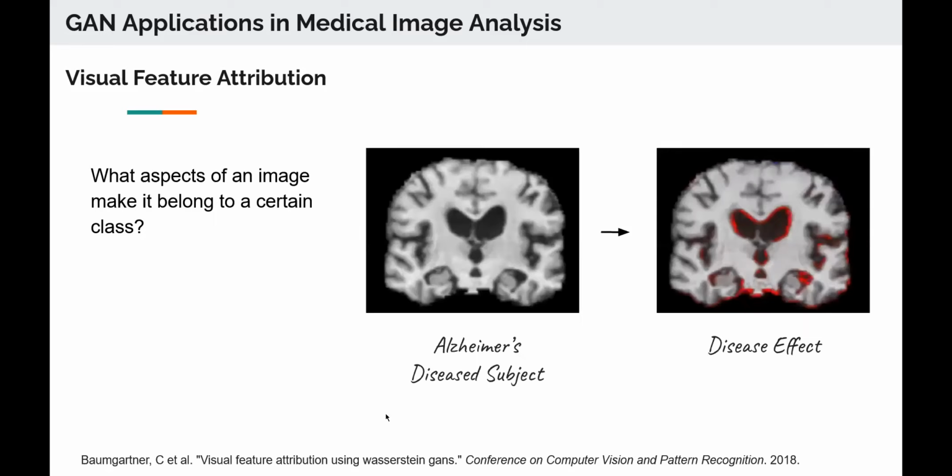So the goal is to produce something like this. If we know that this person has AD, we want to produce something like a disease effect, meaning that these areas of the brain are slightly smaller or larger as compared to healthy subjects, and these are the effects that are causing the network to believe that this person has AD. This is kind of the goal of what we want to do.